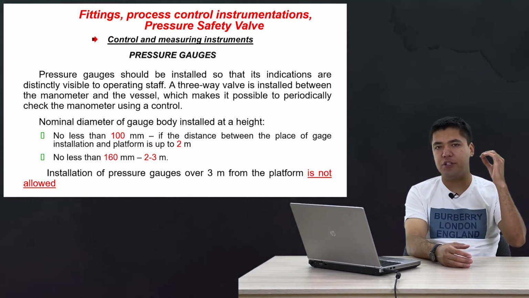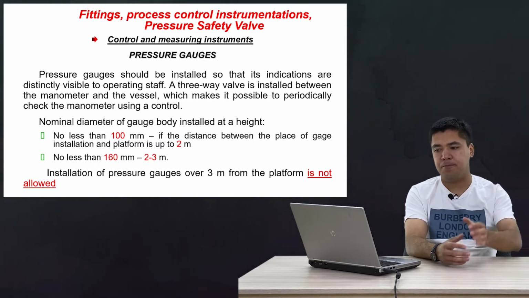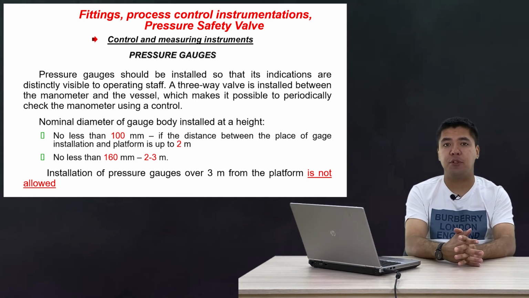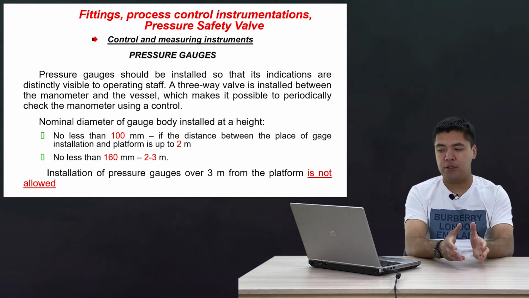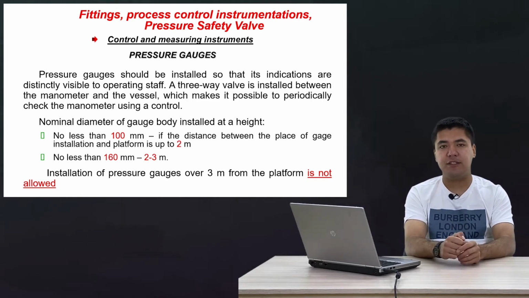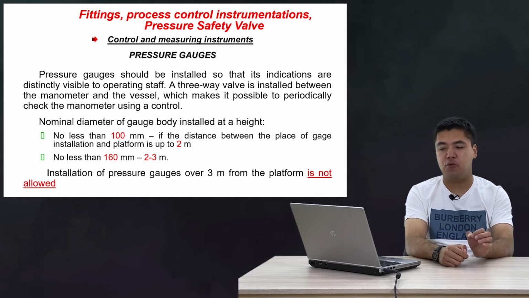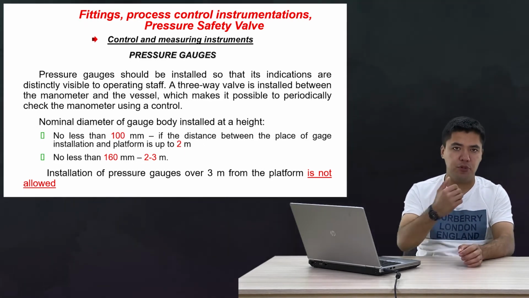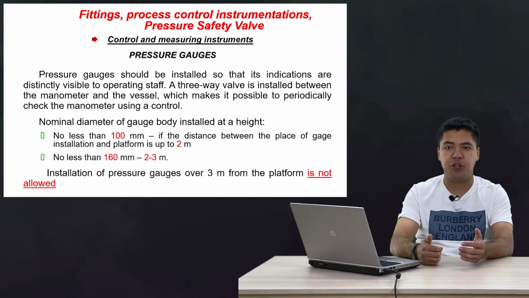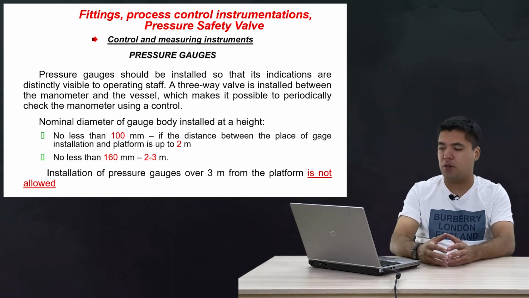If the place where your pressure gauge is going to be installed is located between 2 and 3 meters, it means your pressure gauge scale should not be smaller than 160 millimeters. And the next one, installation of pressure gauges over 3 meters on the platform is not allowed. It means personnel who are going to operate and check that equipment cannot see the pressure gauge. That's why it's not allowed.